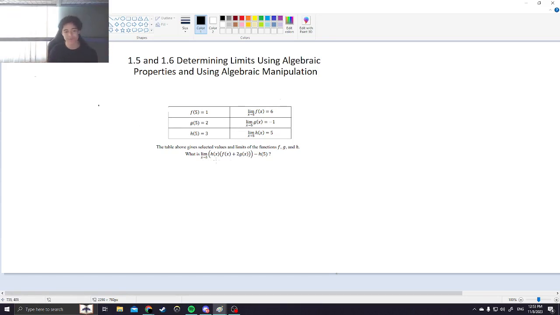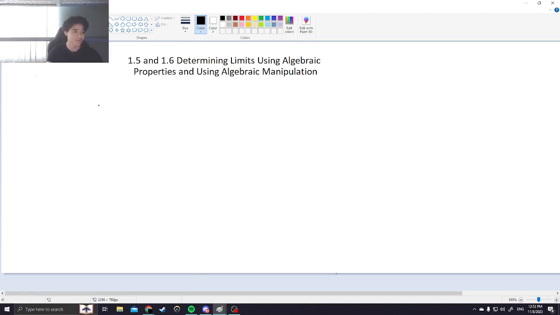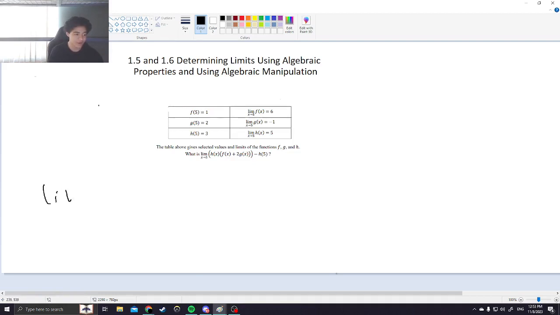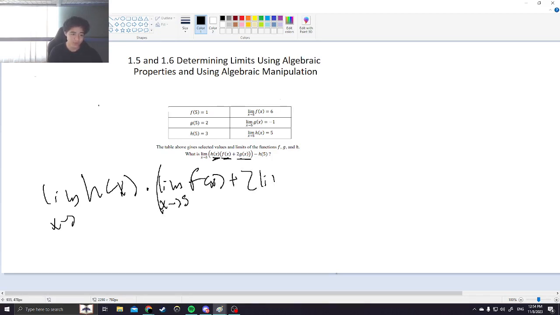It's easy. So first, we have this long thing here in the parentheses, right? So you apply the limit to all of these, and you follow the rules that I said earlier. So you have the limit as x approaches 5 of h of x, because that's the first thing in here. And then times the limit as x approaches 5 of f of x plus 2g of x. So we start with f of x plus 2 times the limit as x approaches 5 of g of x.